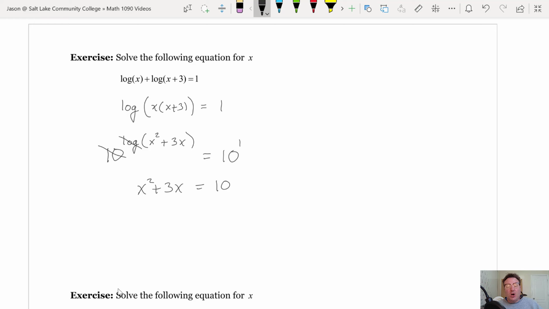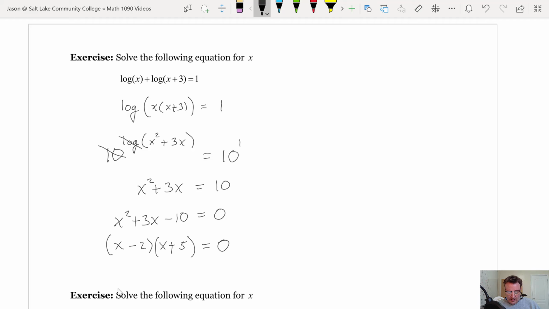And now I have a polynomial equation. We know how to solve those. We use the power of 0. We get x squared plus 3x minus 10 equals 0. And we factor, if possible, we can factor this. Let's see, we're going to get 2 and 5, right? And I want this one to be positive and the other one to be negative.